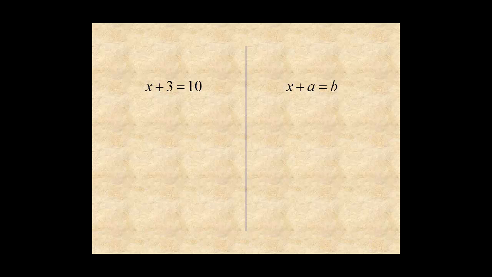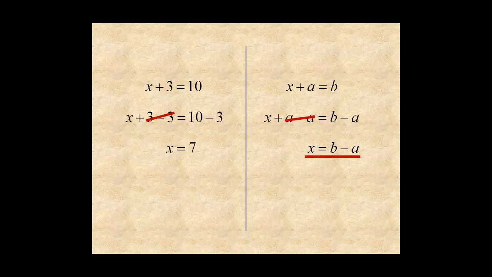For the first example, to solve the equation on the left, subtract 3 from both sides, and the solution is x equals 7. Solve the literal equation on the right in the same way. Subtract a from both sides, and the solution is x equals b minus a.